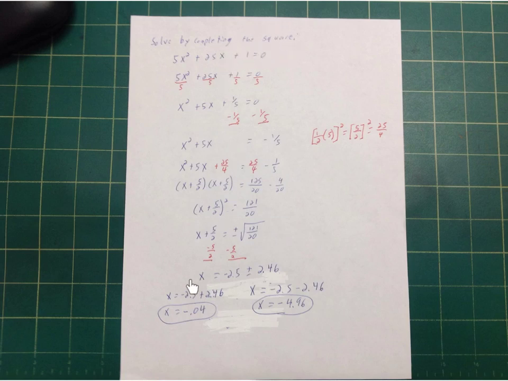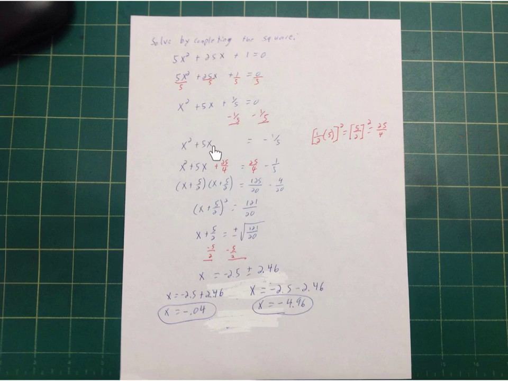I don't know if you had one quite this messy in the homework, but I went ahead and worked through it. You need the coefficient of the squared term to be 1 here, so you divide everything by 5, giving you x squared plus 5x plus a fifth equals 0. Then you need your two variables on one side, constant on the other, so I subtract a fifth from each side.